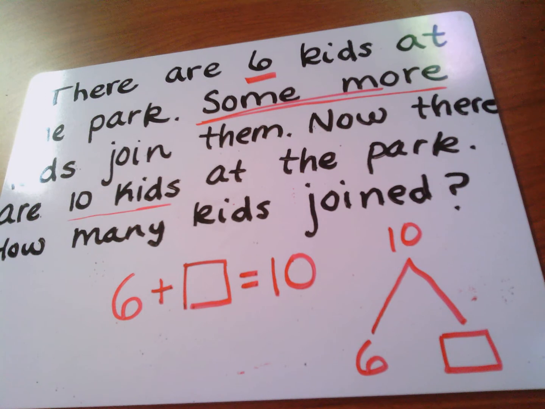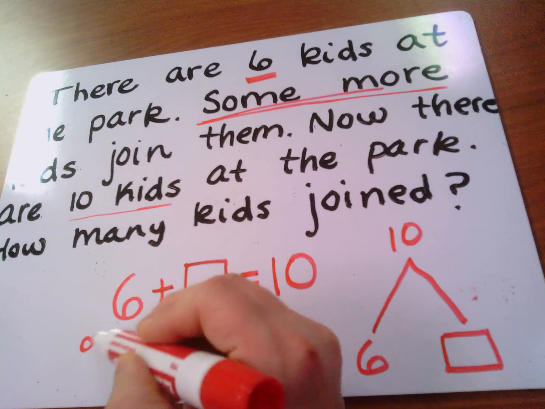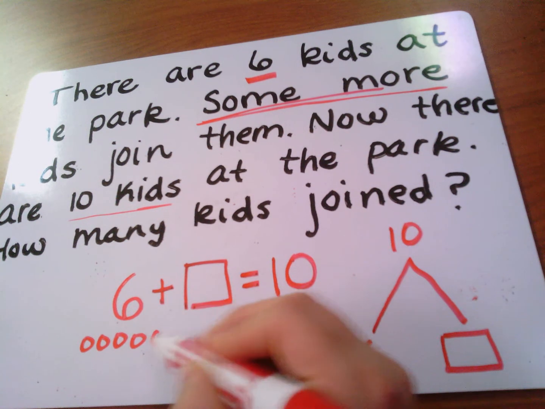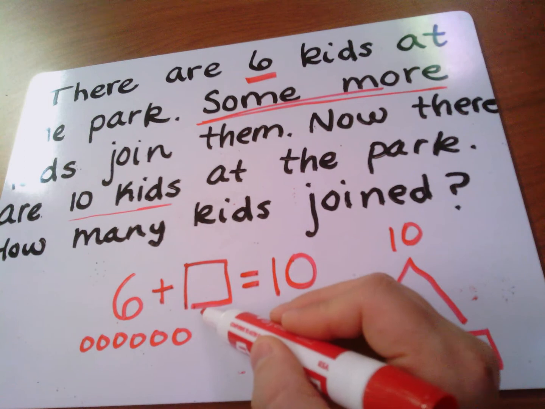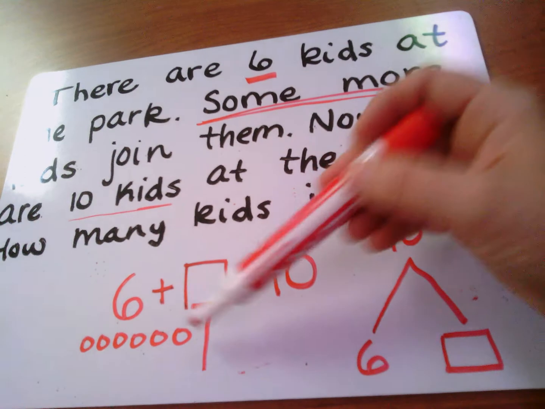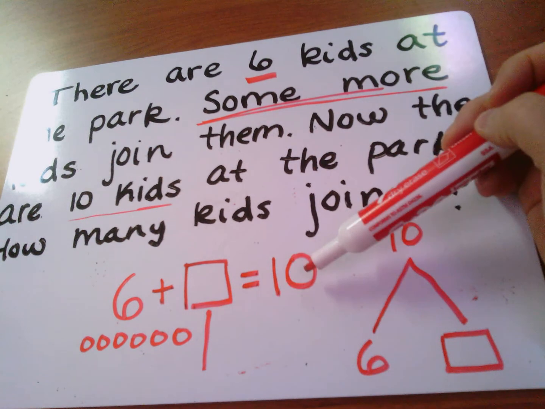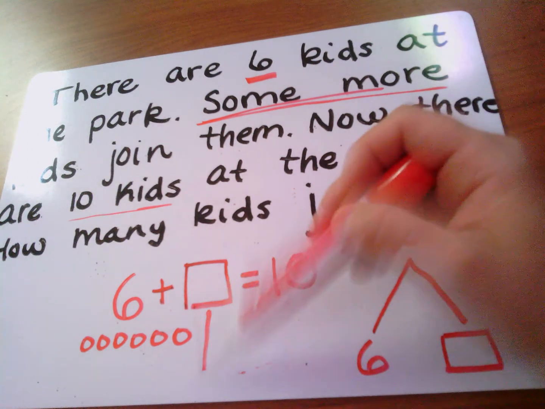Okay, so then I wanted to show you how we can use a circle drawing for the unknown. Okay, so I know that 6 is the partner, so 6 plus another number is going to equal 10. So I'm going to start by drawing 6 circles. 1, 2, 3, 4, 5, 6. And then I'm going to use that line again to separate the partners. And I'm going to count on, I'm going to keep drawing circles until I get to 10.